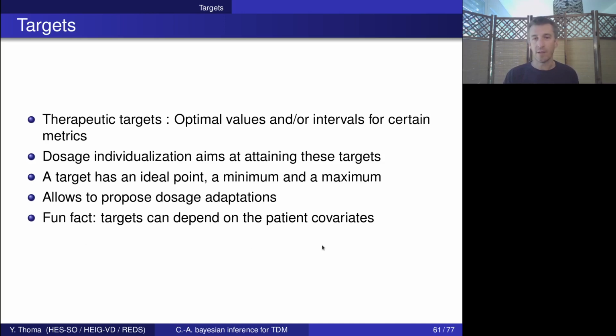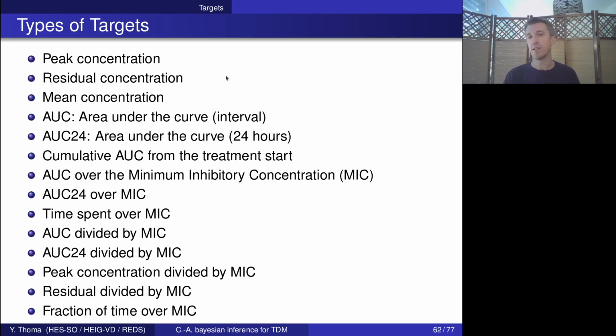In fact, the targets can depend on the patient covariates, because if you have some information about the patient, maybe your target would be a bit different. So here I just list, I think, 13 targets that we currently support in Tucuxi. The usual ones are the residual concentration. A lot of people are using the area under the curve, so the integral of the curve on 24 hours. We can also play with the minimum inhibitory concentration and calculate the area under the curve above this, the time spent over this so-called MIC, and so on. So a lot of different options.